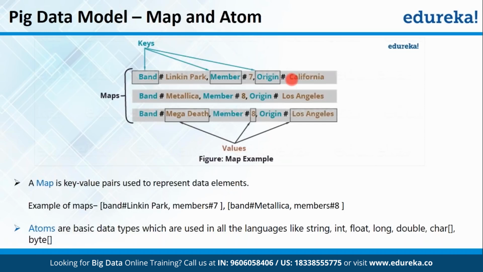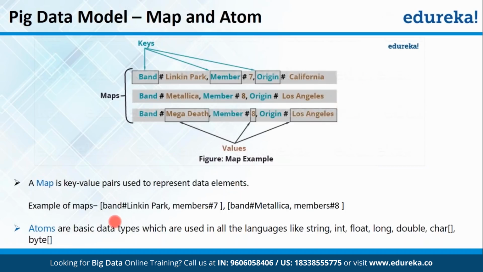So every row is nothing but a map which has a set of key value pairs. However, a map cannot contain duplicate keys. As you can see, this map has only got band, member, and origin. Okay, there cannot be another key with the name origin or member or band. Similarly with the second row and the third row.